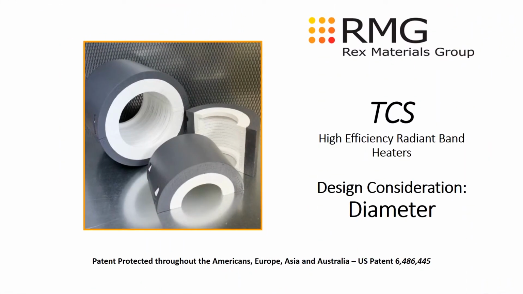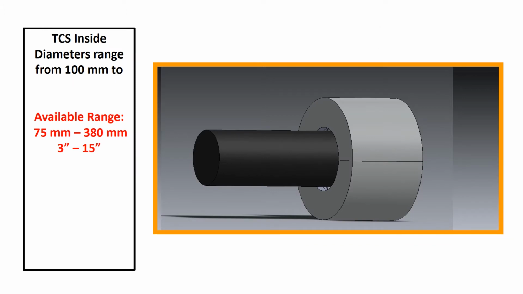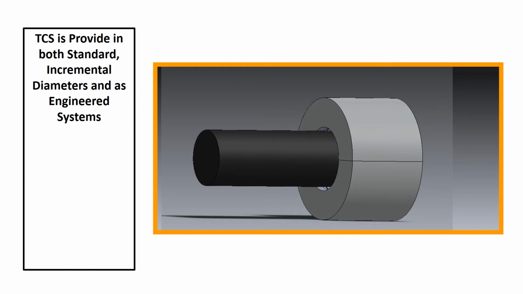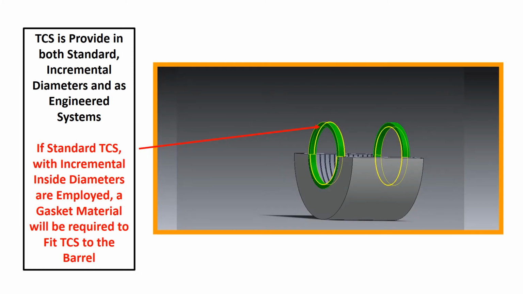TCS inside diameter is based on barrel outside diameter, with an available range of 75 to 380 millimeters. TCS is provided in both standard, incremental inside diameters and as engineered systems, with the inside diameter of TCS precisely machined to fit the barrel. Note that if provided in incremental diameters, there will be a gap between TCS inside diameter and the barrel outside diameter. In these cases, a gasket material will be required to fit TCS to the barrel.